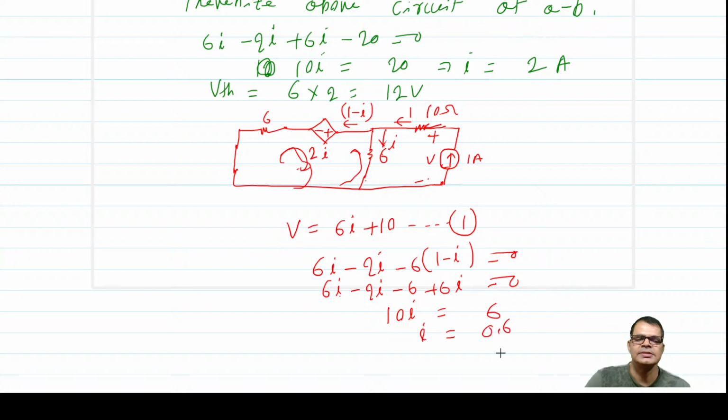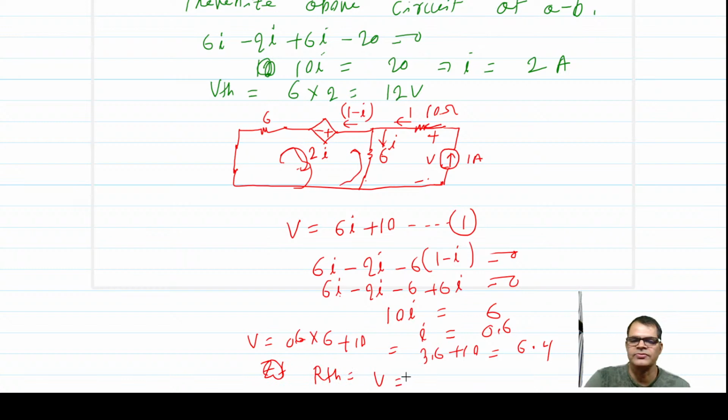So 12, that is the 6 minus 2, that is a 4, 6, so 10I is equal to 6, so I is 0.6. So your V will be 0.6 into 6 plus 10, that is 3.6 plus 10, that is 6.4. So this is your Thevenin resistance. RTH is numerically equal to V, that is 6.4 ohm. Okay.